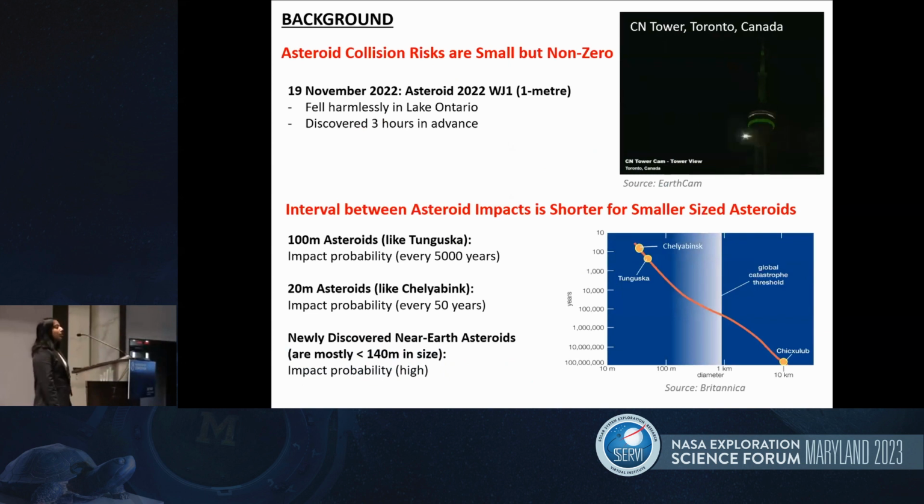Asteroid collision risks are real, and sometimes they do happen. Just 1 year ago, a 1-meter asteroid whizzed past the CN Tower right next to my hometown, but luckily, it fell near in Lake Ontario harmlessly. But this showed that asteroid collision risks are real, and actually smaller the asteroid, the higher the impact probability.